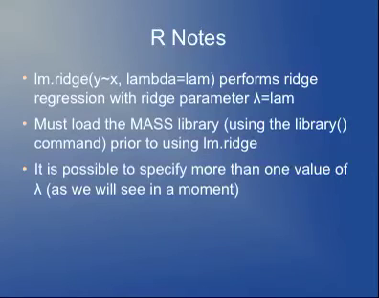You need to load the MASS library before you can do this, and you can specify more than one value of lambda simultaneously, as I'll show you here in a second, because usually you'll want to try a bunch of different values of lambda and see which one gives the best results. So how do you choose lambda?